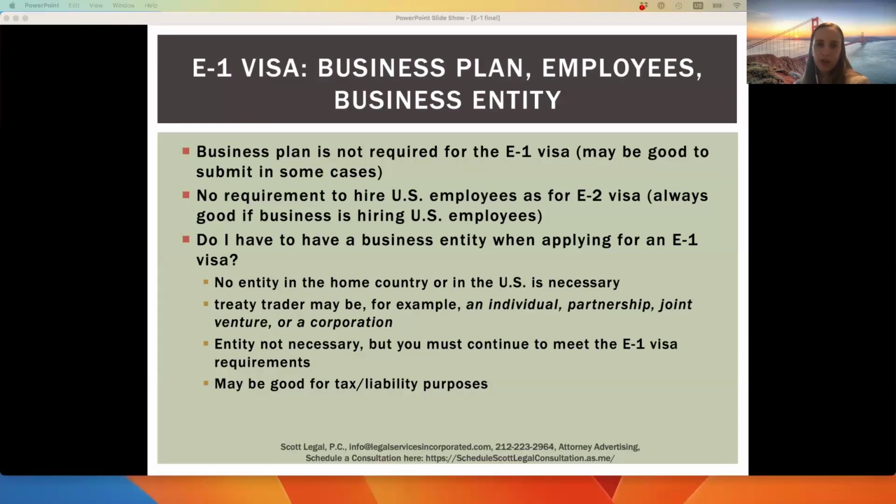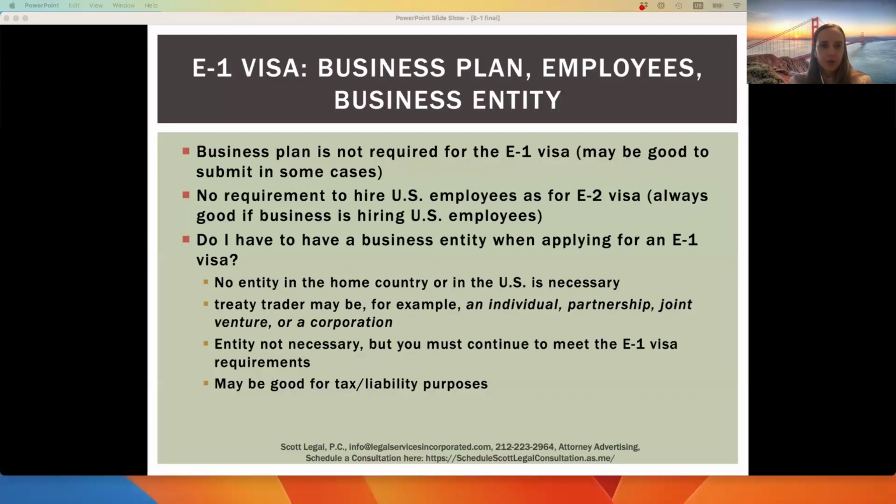I will say that if you have a company in the US or you are setting up a company in the US, and you do think that you will hire employees in the next 5 years, it may be helpful to mention it in the application, briefly, what types of employees you plan to hire, and when. It's always good for the government to see in the application that the business will hire US workers. So it's not a requirement, but if you do plan to do that, it may be helpful to mention it in the application.